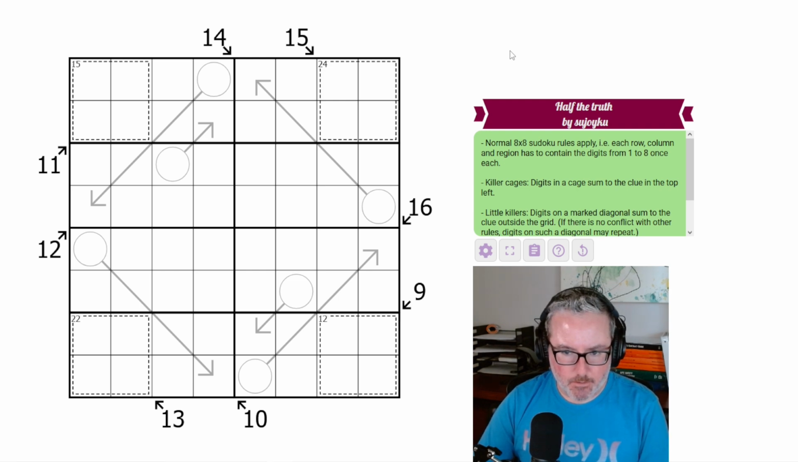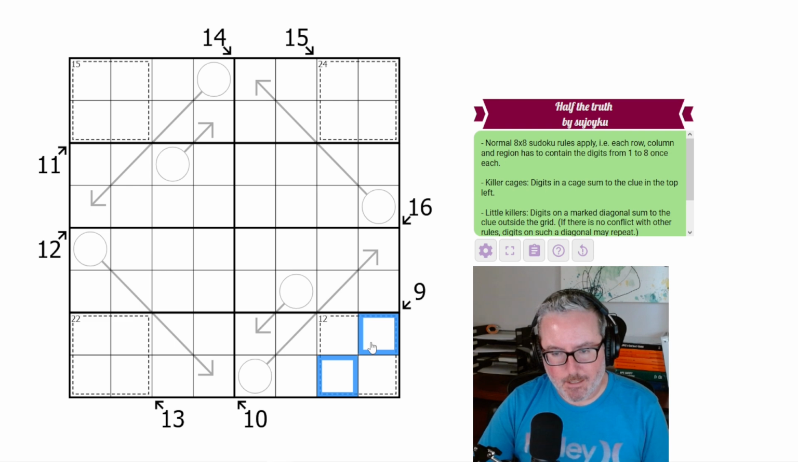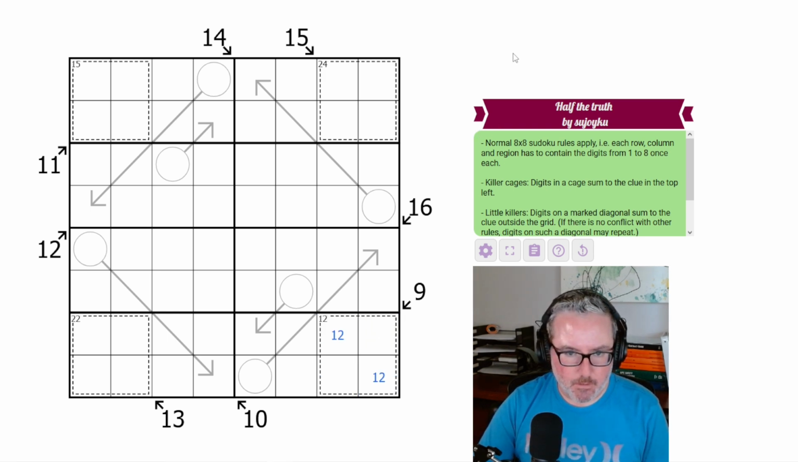Where is a good place to start? Well, this little killer clue in conjunction with this killer cage, it's a lot of killers, is giving us a little bit of information, because these 2 have to equal 9 by the little killer, but the entire cage has to equal 12. So if these are 9, these must add up to 3, so therefore it's a 1-2 pair.